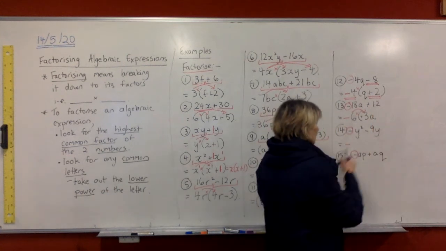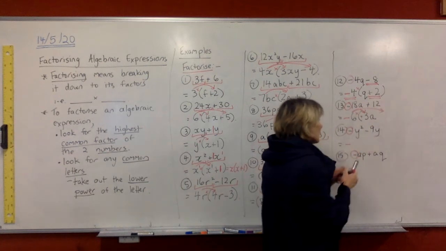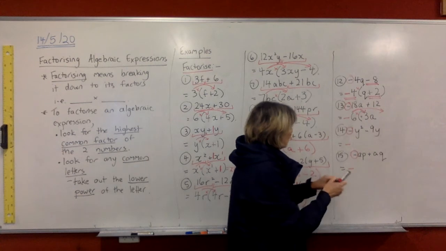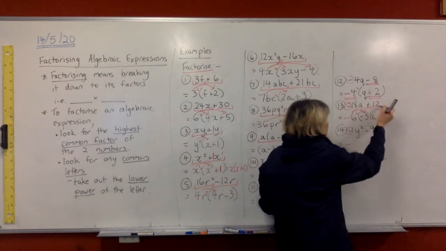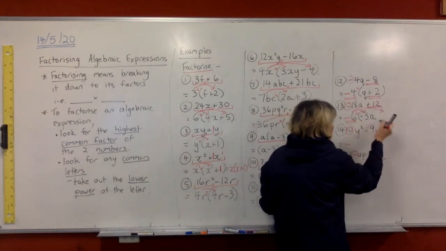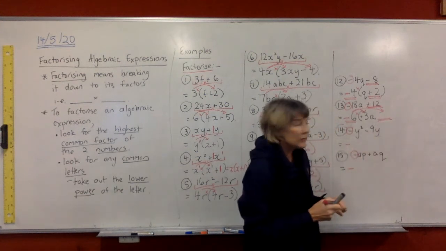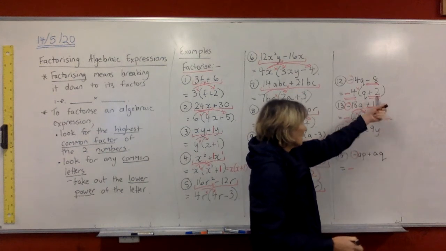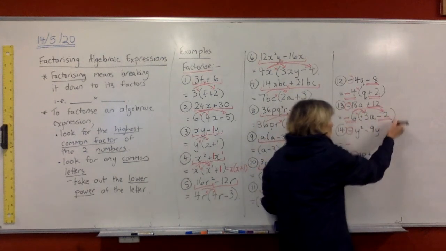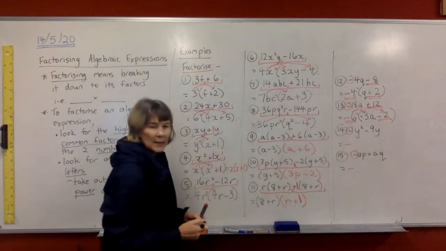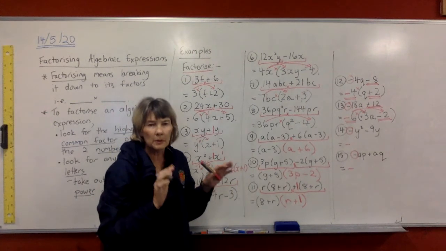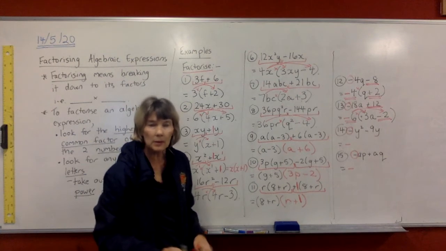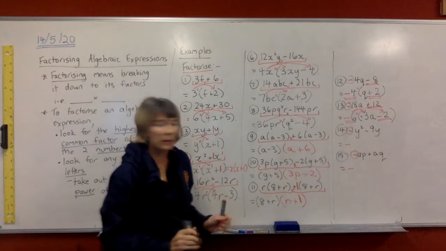Now, the next bit, minus 6 times what gives me positive 12? To get a positive 12, these signs have to be the same. So I have to take out a negative. 6 times what gives me 12? That's a 2. So these are a little bit tricky, the ones with the negatives, but if you do it slowly, you can get it. Right? But it does take practice, so if you don't do your homework, you won't understand this.